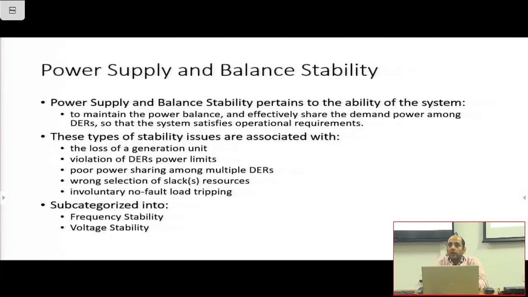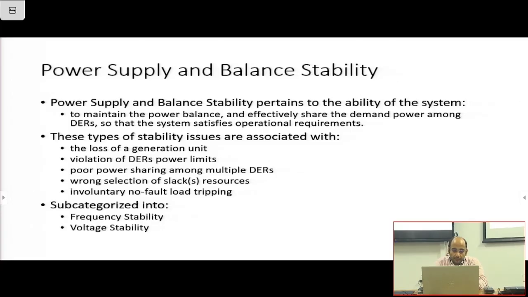Then sometimes to handle the variation, we have a slack generator. You know, PV, PQ, slack bus. The slack generator is basically the one which handles the variability, right? So it has to be usually the highest rated generator so that it can handle the variability. If you do not select the slack generator properly, it can lead to stability issues.